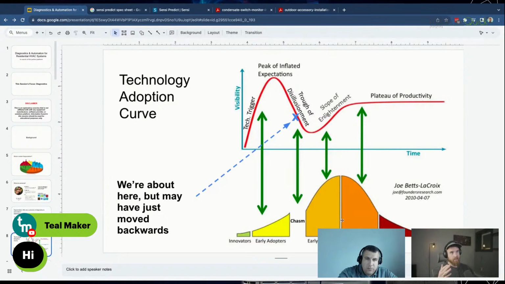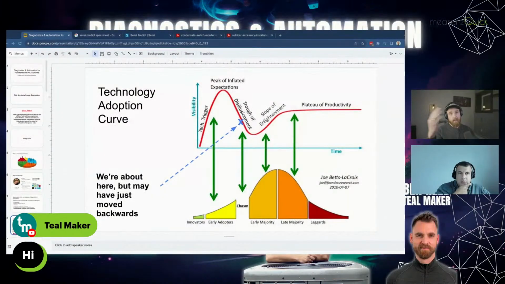I'm going to change this format just a little bit again here so that you can see that. In a market, you have innovators, early adopters, the majority, and then the laggards there.